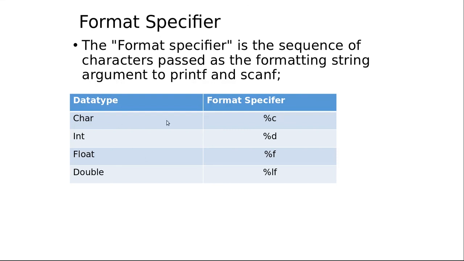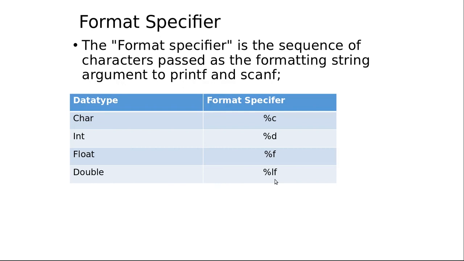c for character, f for float. Why is it d for integers? Because d stands for decimal. Can we use any other formats other than decimal? Yes, but we'll look at it in a later session. And for double, it is %lf. So let us try to use the format specifier and complete a program.